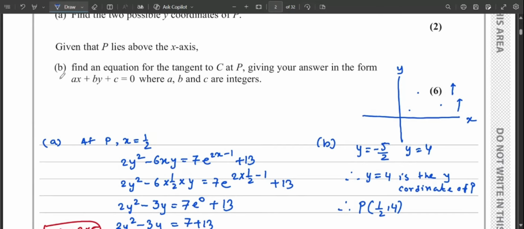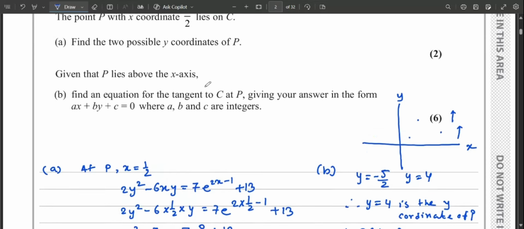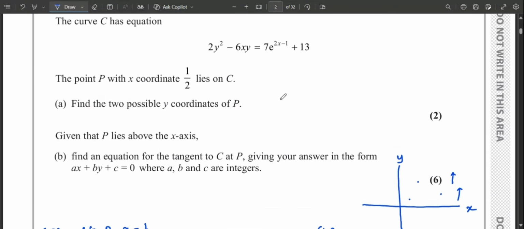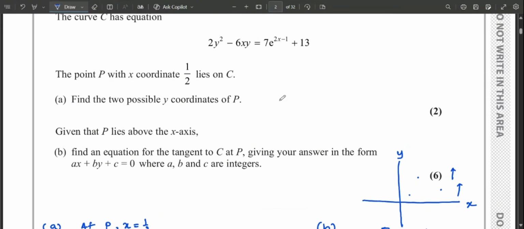Now we further read that we have to find an equation for the tangent to our curve C at our point P, and we have to give our answer in the form ax plus by plus c, where a, b and c are all integers. So in order to find an equation for the tangent to our curve C, we need to find the gradient of that tangent line, and we also have to find a point that lies on our tangent line.